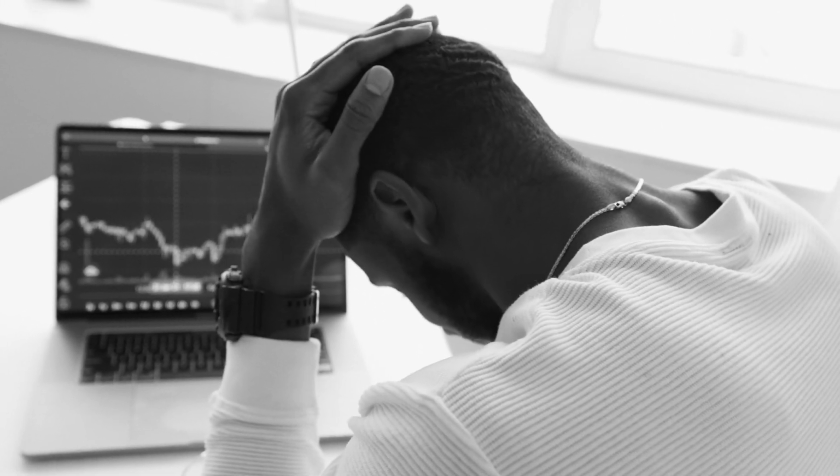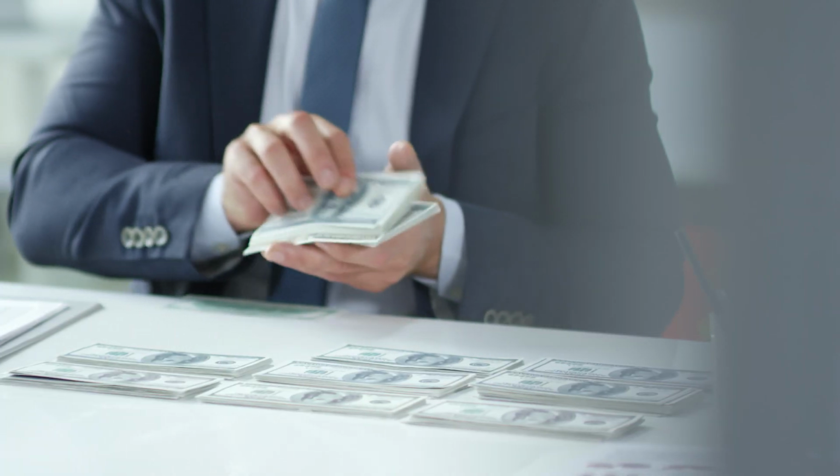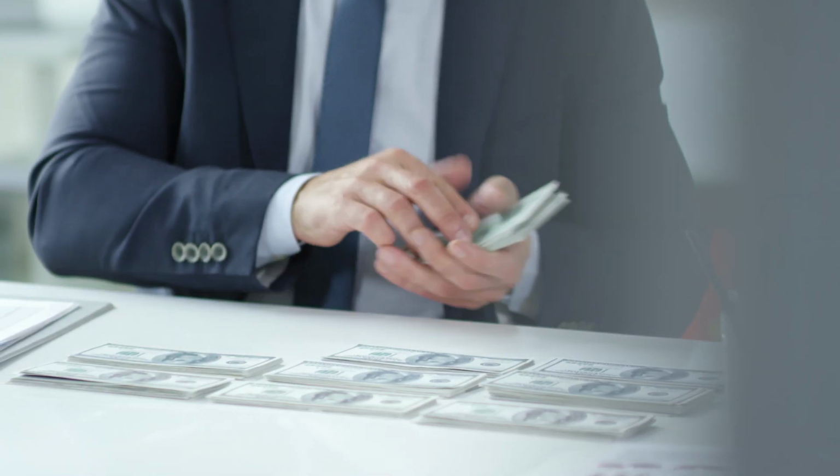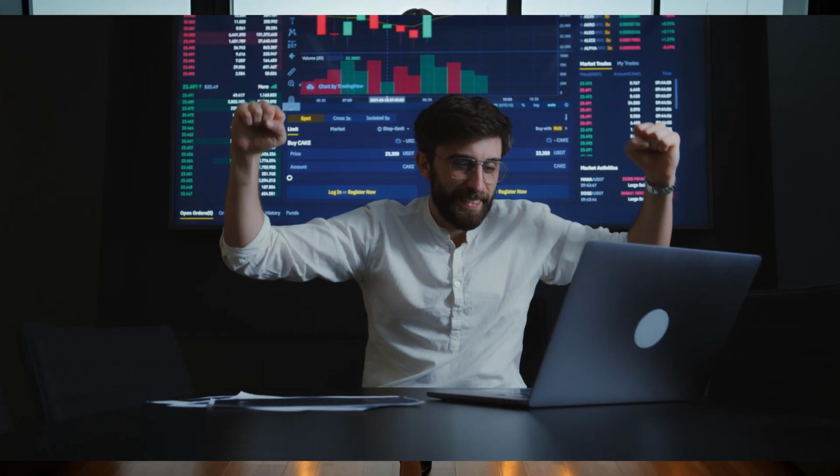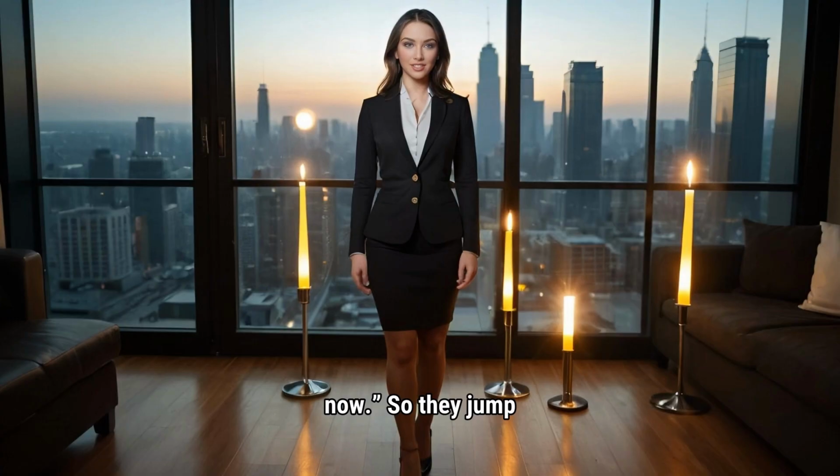Now imagine the market is trending upward. Retail traders see yesterday's high, and when price pushes above it, they get excited. They think, finally, a breakout. The market is moving higher. I have to buy now, so they jump in late. But what happens? Price spikes above the high, triggers all of those buy orders, and then reverses sharply downward. This is called a liquidity grab, and it is not an accident.